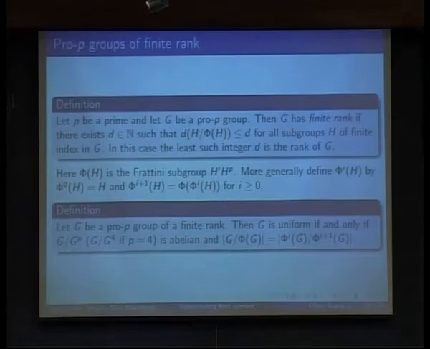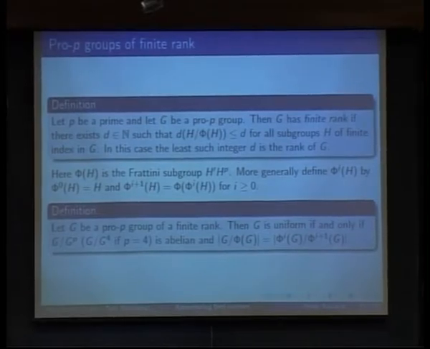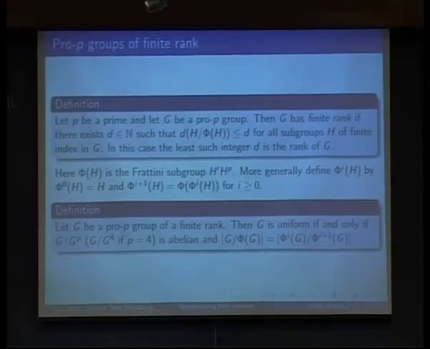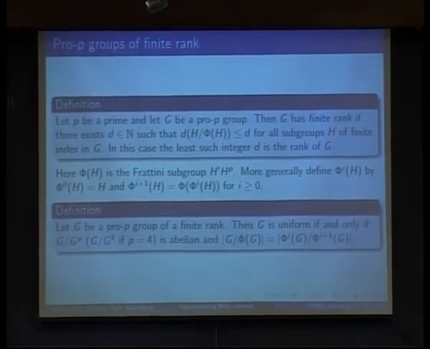So let G be a pro-p group of finite rank. The finite rank means sort of it doesn't get too wide. Then we say G is uniform, I mean, this seems to be quite a weak condition, if and only if G over G to the p is abelian, so if you mod out the p-th powers, you get an abelian group. And also the order of G over phi of G is equal to the order of phi i of G over phi i plus 1 of G. Oh, the only thing is, that should say if p equals 2. That's a bad blunder.